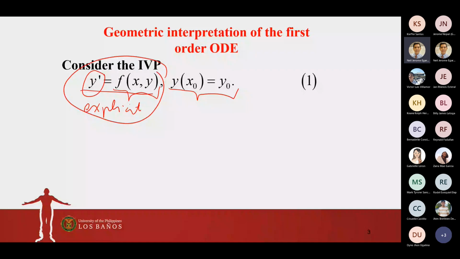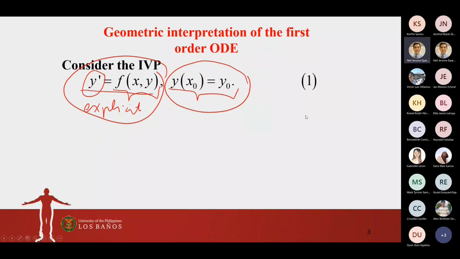Tapos it's an initial value problem. Explicit ODE, ibig sabihin there could be a family of solutions. But now we are imposing an additional constraint, an initial condition. What should be the value of the dependent variable y at the initial value of x, which is x sub 0? Right? So ito yung tinatawag natin IVP or yung Cauchy problem. Titingnan natin ano yung interpretation ng solution dito sa IVP na to.